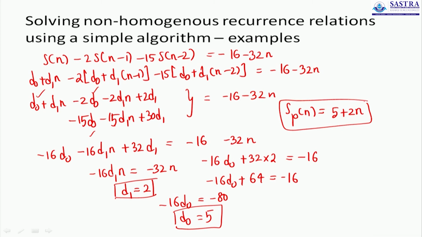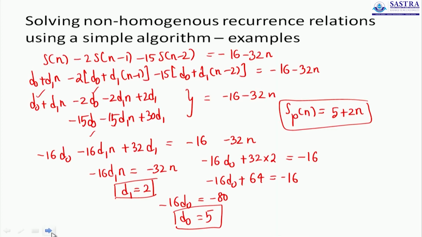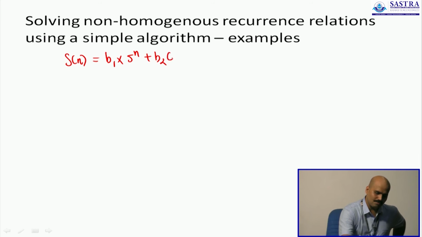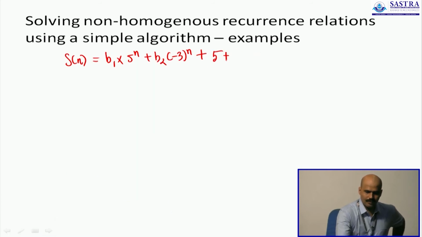So, we found the general solution in the previous screen, and we have found the particular solution in this screen. So, we have one complete solution for the recurrence relation. This is the general solution, and the particular solution is highlighted in the next screen. So, we have the complete solution as b1 times 5 power n plus b2 times minus 3 power n plus 5 plus 2n as our answer.